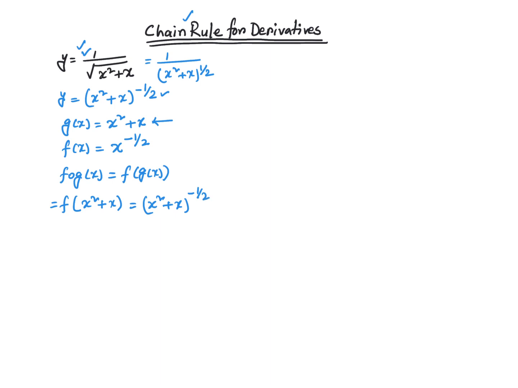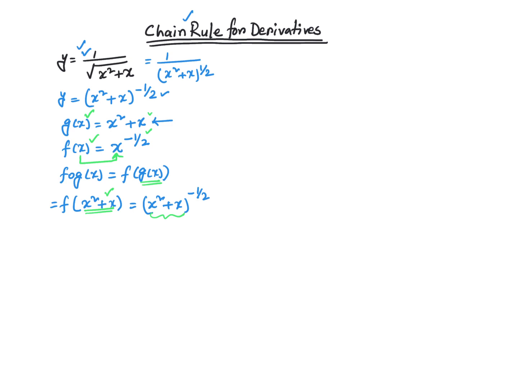Now what I have done here is this. I have defined two functions. g of x is this, x squared plus x, and f of x is x to the power negative 1/2. f composed with g of x is f of g of x. Now g of x is just x squared plus x. Now what f does to its input, it takes the input x and raises it to the power of negative 1/2. And here the input happens to be x squared plus x, and all f is going to do is take that input and raise it to the power negative 1/2.